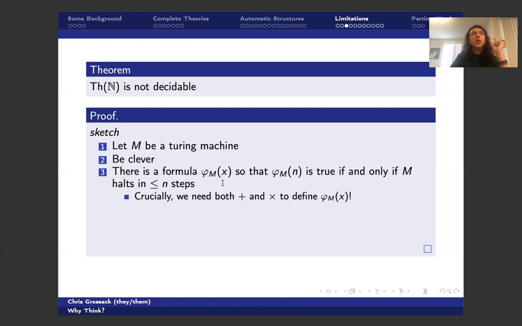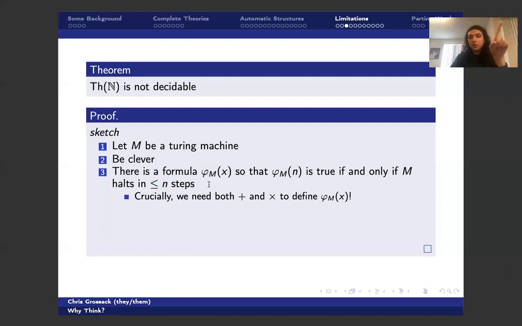It turns out you can do this; it's called arithmetization. This is a trick invented by Gödel and others. You can actually code up the notion of a Turing machine running as some sequence of numbers. And it turns out that everything in sight is computable, and everything in sight is representable by some first order formula with plus and times. And so what this means is that you can come up with some first order formula where phi m of n is true if and only if my Turing machine halts in at most n steps.